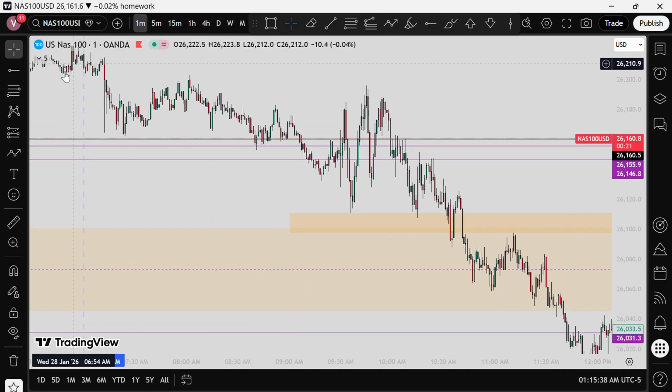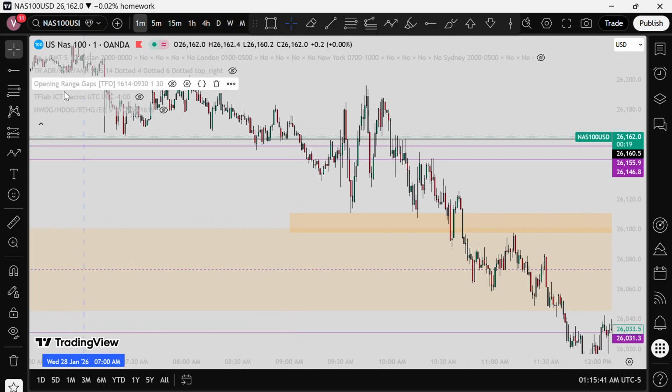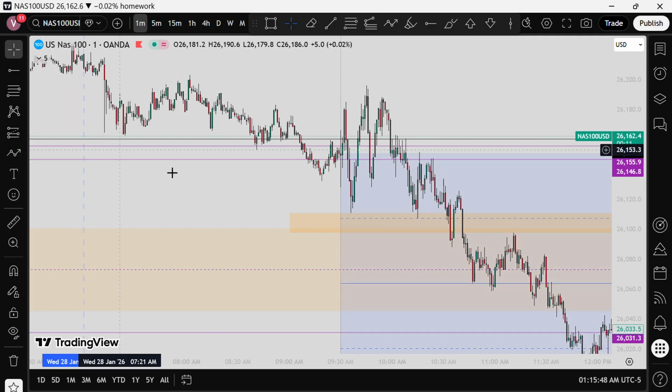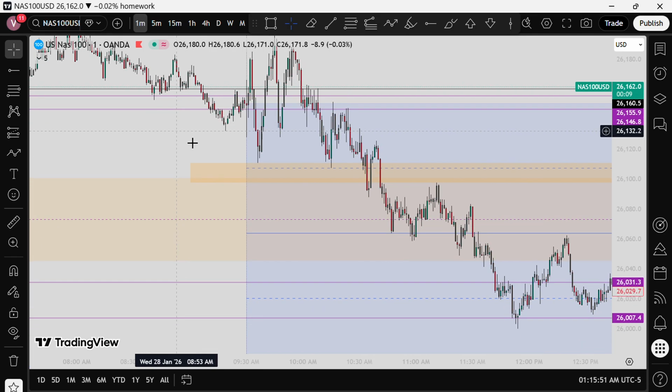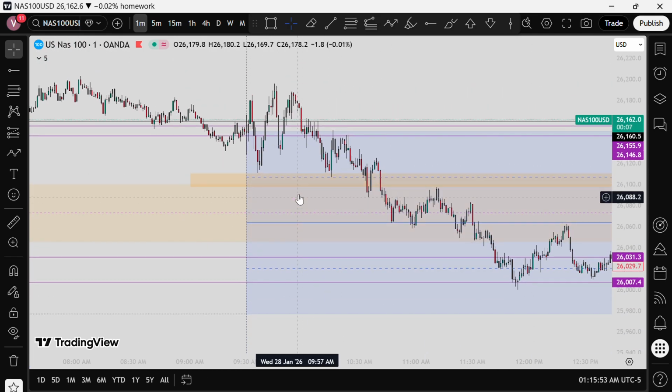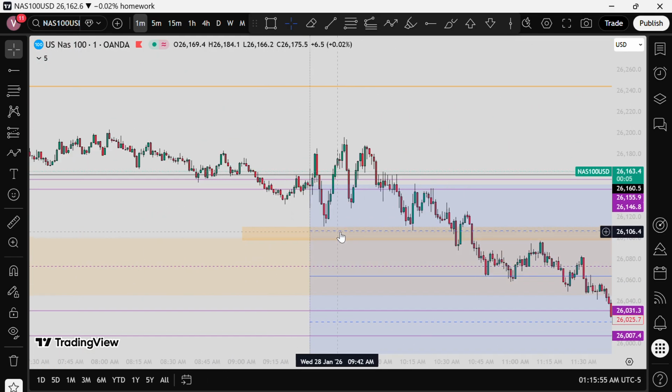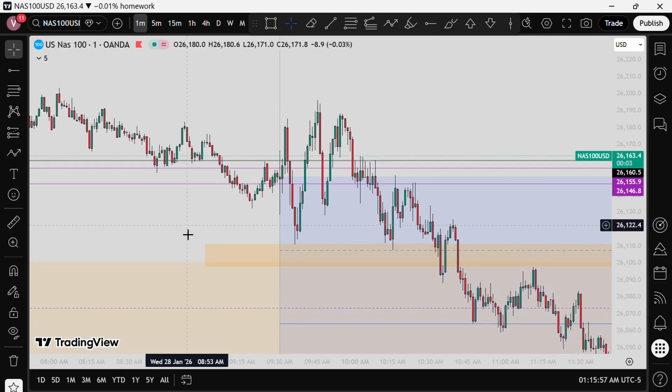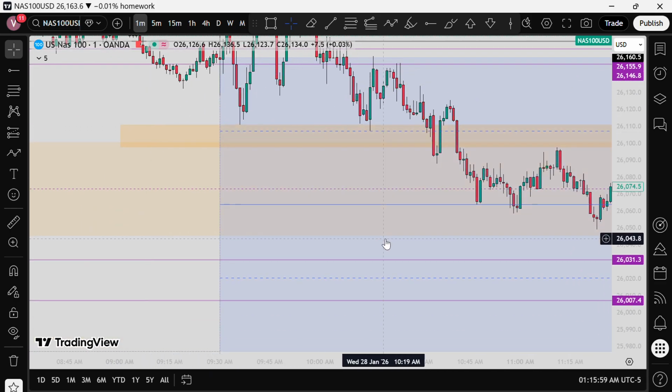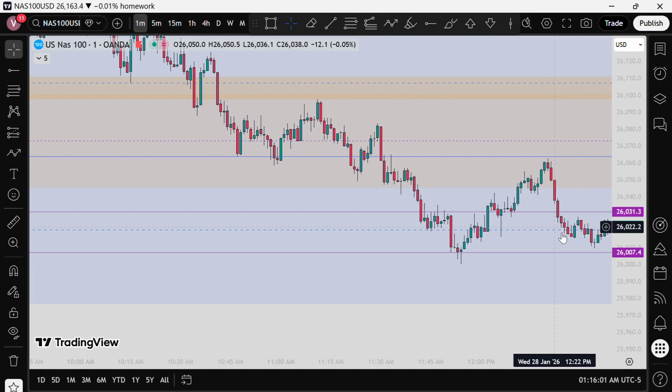Now here what I'd like to do is I'd like to turn on an indicator which marks opening range gap for me. There you go. This was the opening range gap for the day, and as you can see, the price has successfully filled it in.